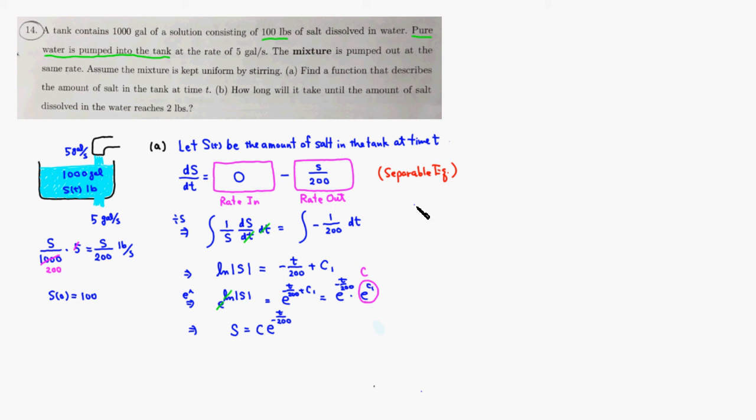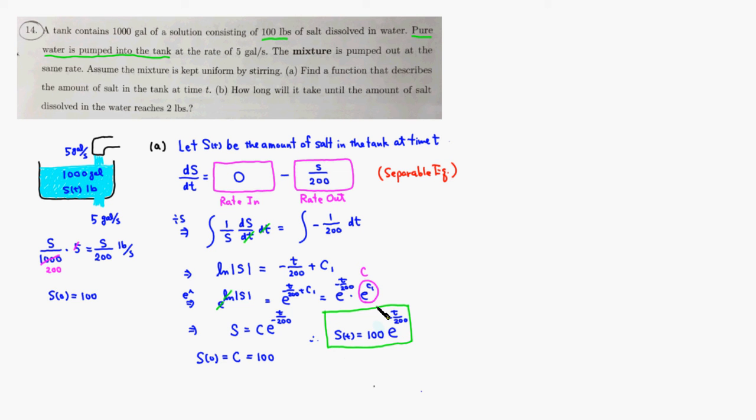So let's plug in s of 0. So t is 0, and you have c. e to the 0th power is 1, so it's just going to be c. We know that this has to be equal to 100 pounds. Therefore we have s of t, the amount of salt function, and c came out to be 100, and then you have e to the negative t over 200. So this is the function we're looking for, the function s of t.